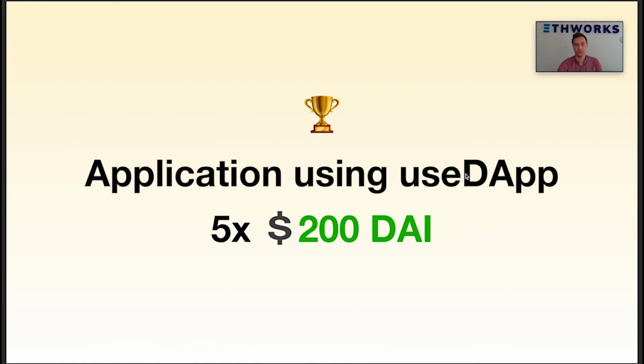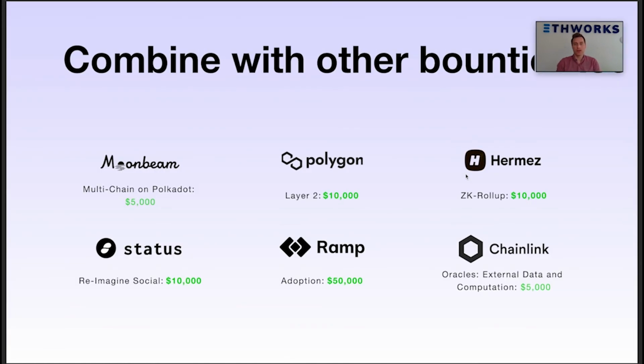So I want to emphasize that UseUp bounties are extremely compatible with other bounties that we have on the hackathon. So if you want to build on Moonbeam, Polygon, on Hermes, we didn't try it. We're not 100% sure, but we believe it should work. If you have any problems, just chat with our mentors on Discord and they will help you.